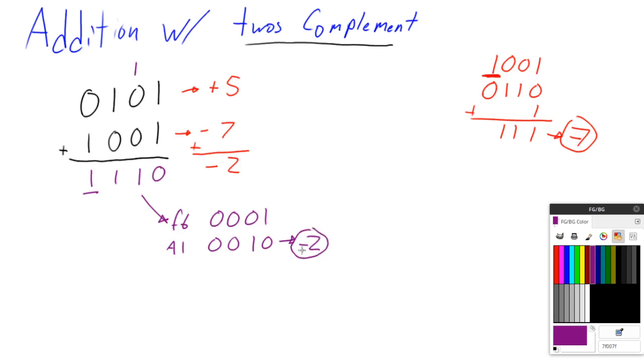So that's the cool thing about this whole two's complement thing: we can just add the numbers with nothing special, right? We just add them and it just all kind of works out.